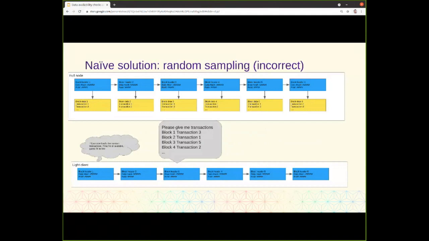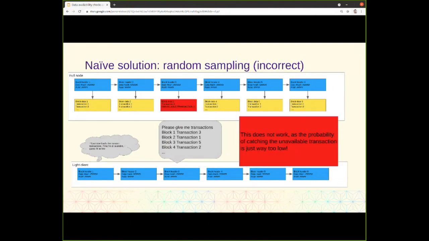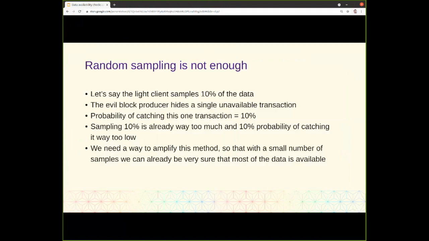Okay, so how could we solve this? The naive solution is that the light client goes ahead and just asks for some random samples, like give me some of these transactions, and if they're available, then I'll accept that probably the whole chain is available and you weren't trying to trick me. The problem is the probability of catching it, because it could be a single unavailable transaction, right? There could be one transaction that says print 1 trillion Bitcoin. And catching that transaction, if you only do some random sampling, is too low. So that's why the naive solution doesn't work.